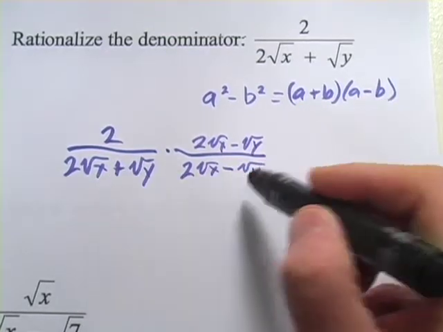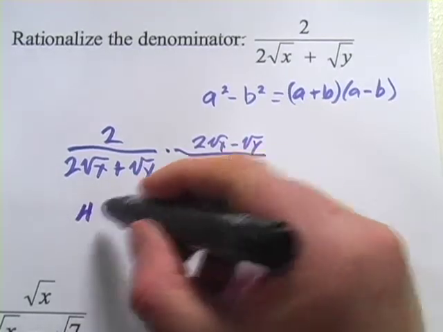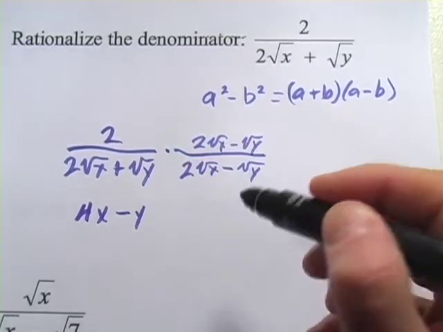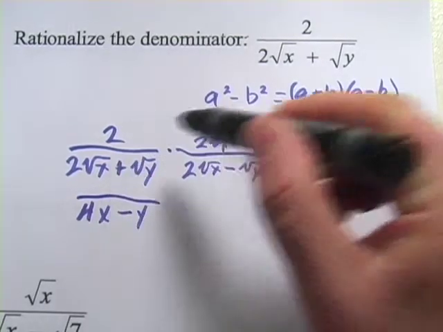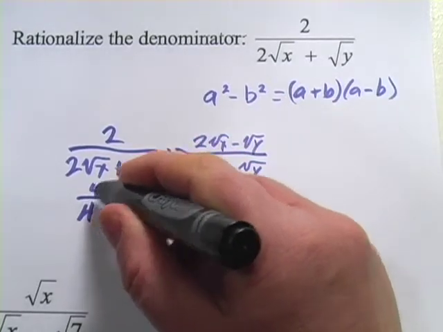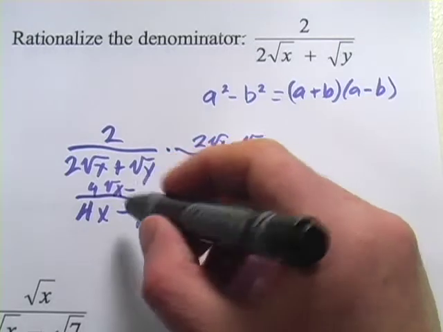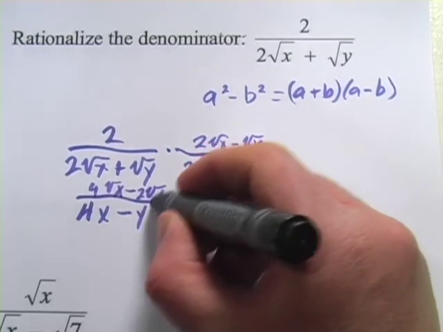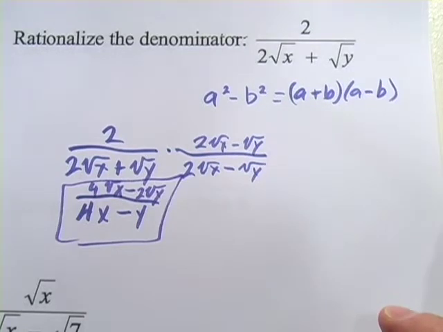And so the bottom is going to become a squared minus b squared. So that's pretty easy. That's 4x minus y. The top, well, we just have to multiply through. 2 times the first quantity, 2 times the square root of x is 4 square root of x. And 2 times negative square root of y is minus 2 square root of y. And that is the answer to that one.